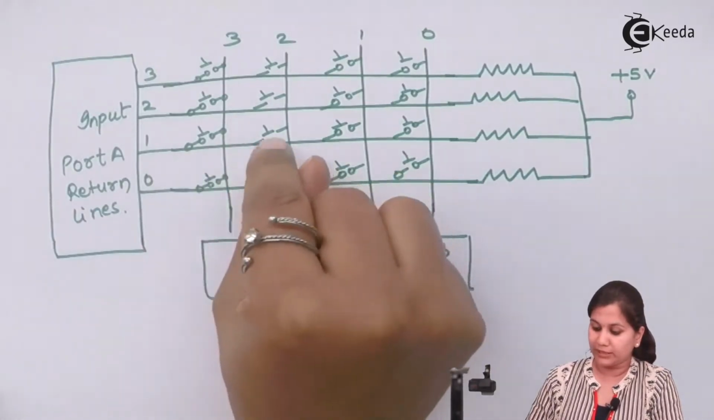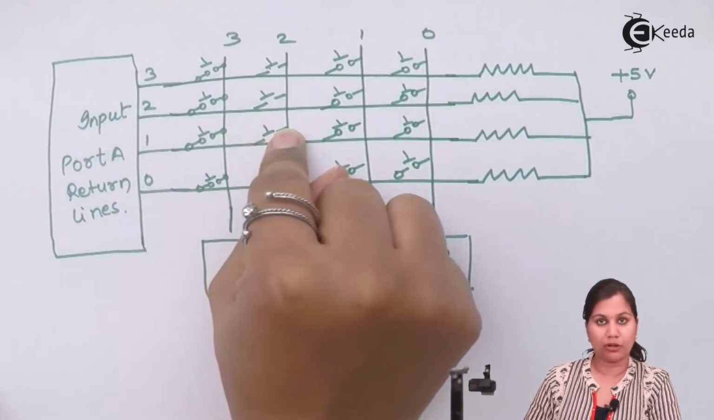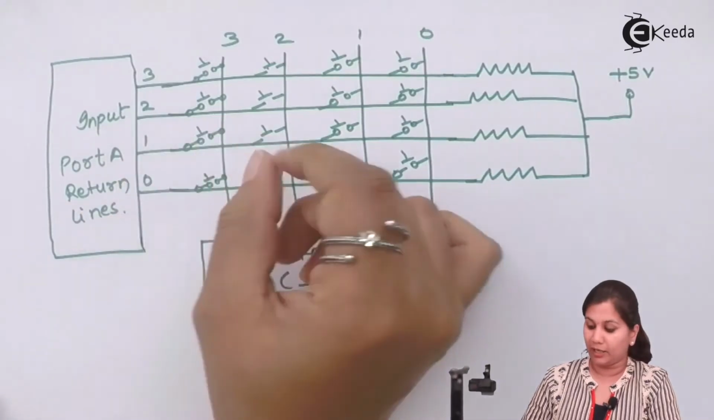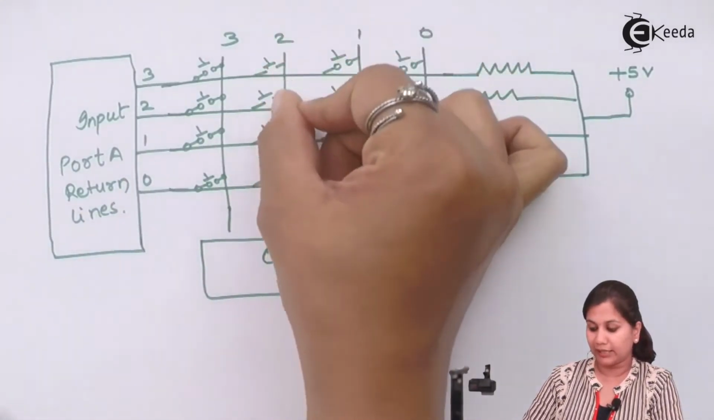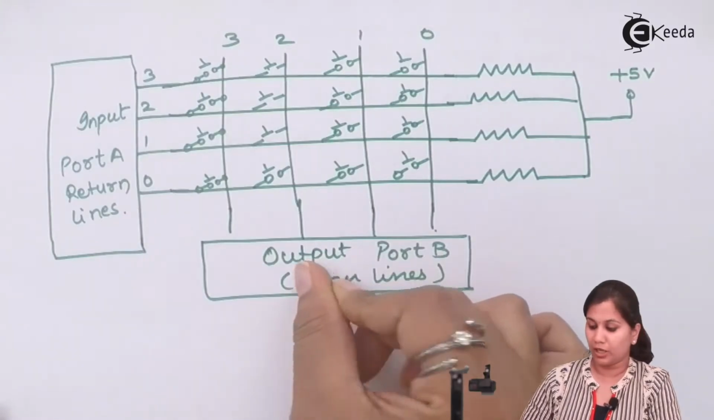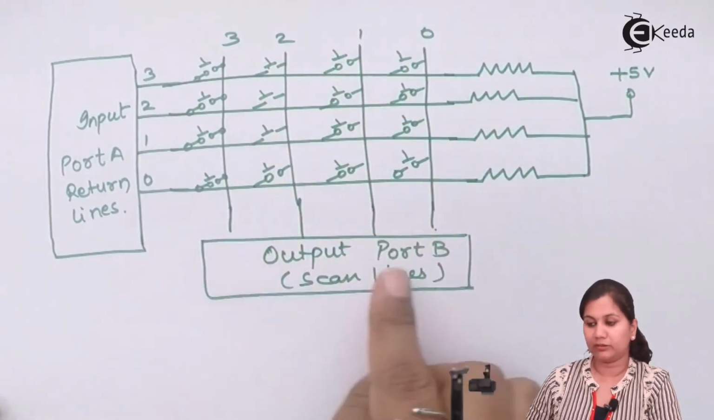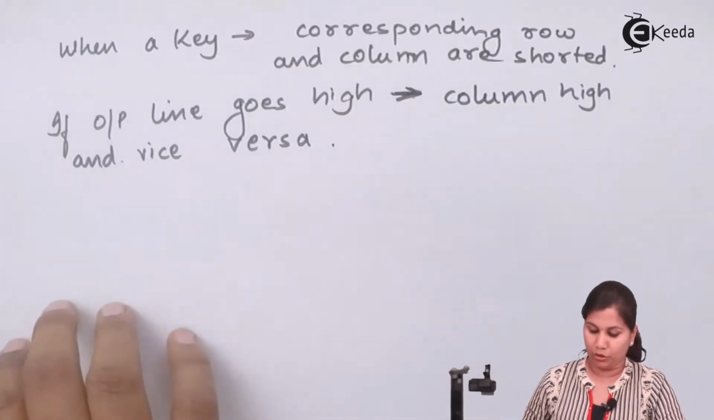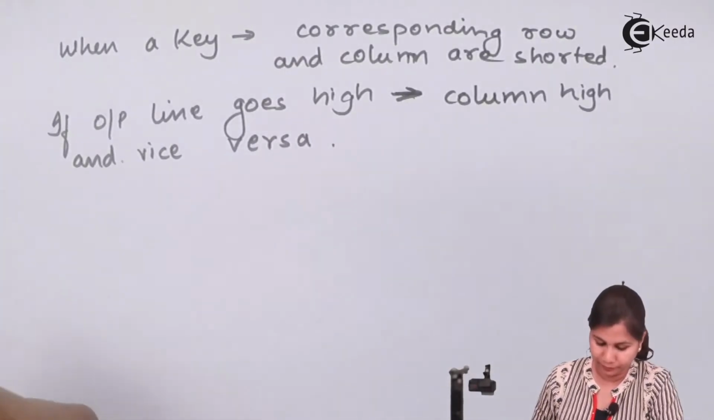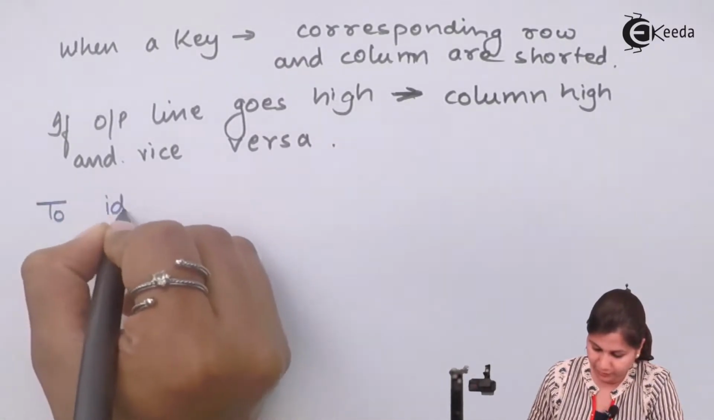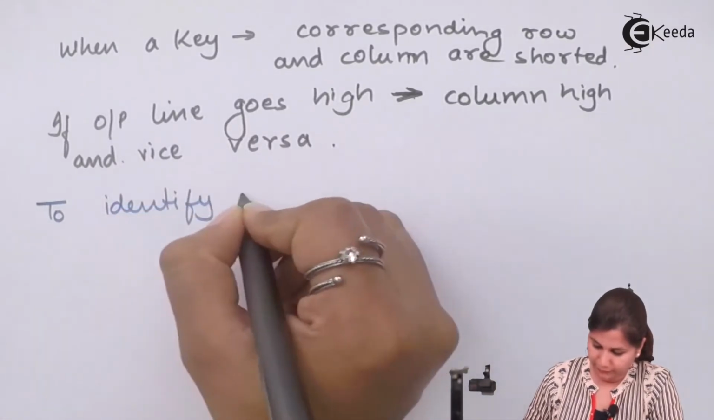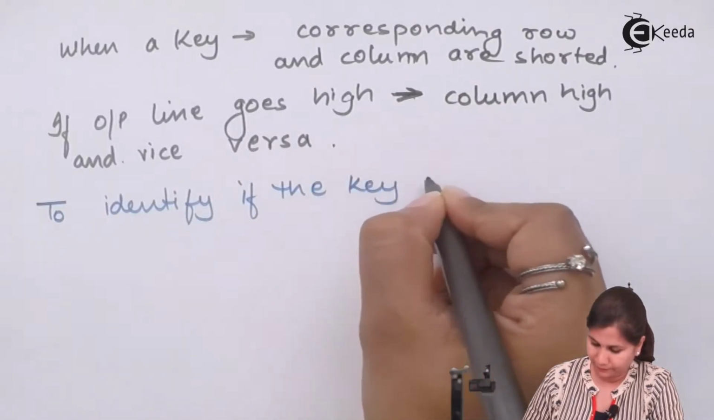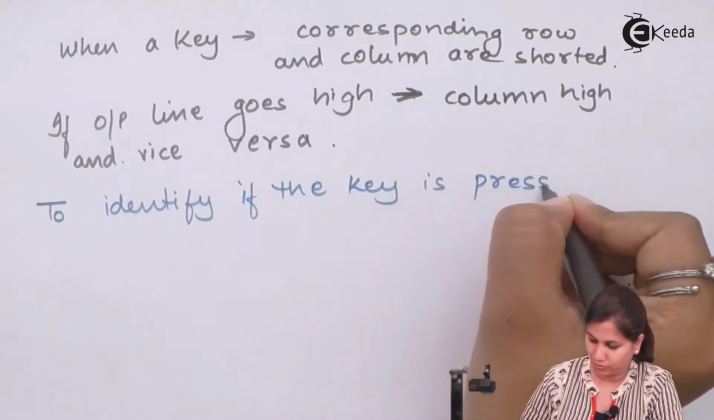Now suppose this key is being pressed, so this line will be shorted. Power supply is given to this, so this input line is already high. If this line is shorted, then the second line also becomes shorted. So if this column becomes high, then the microcontroller will get to know that this key is being pressed. So let's see the process to identify whether a key is pressed or not.